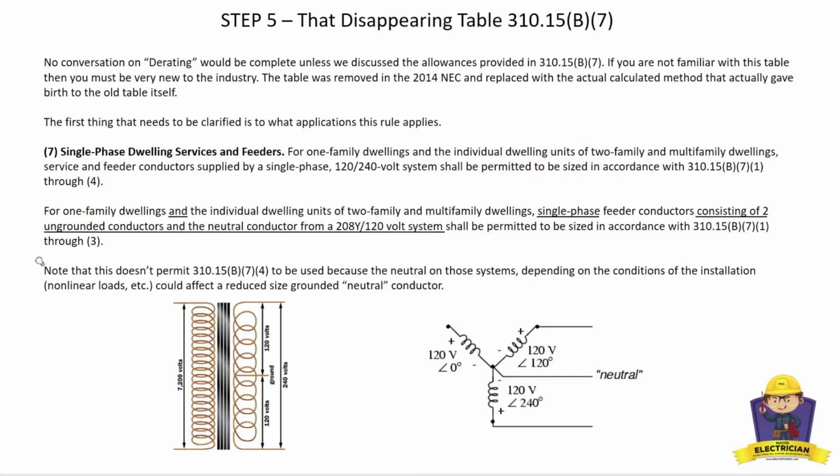In this case, note that this does not permit 310.15(B)(7)(4) to be used, because the neutral in those systems, depending on the conditions of installation, such as nonlinear loads, could affect the reduced-size grounded neutral conductor. Again, you could have a neutral that can't be reduced. So it does give you some allowances, but you'll notice that when it's dealing with 208/120, it's telling you it's okay to use the table, but it only allows you to use (1) through (3). It doesn't let you use (4). Whereas up here in 120/240 volt systems, it lets you use (B)(7)(1) through (4). So just remember that. And that's the reason right there.